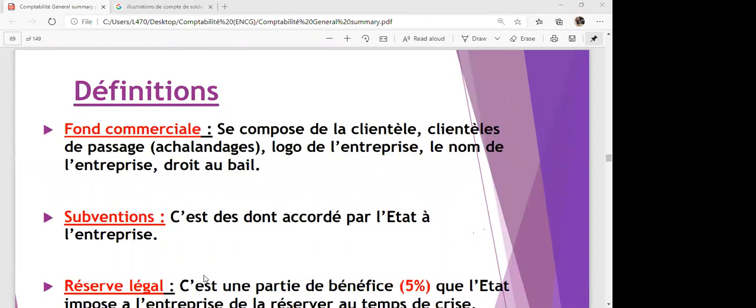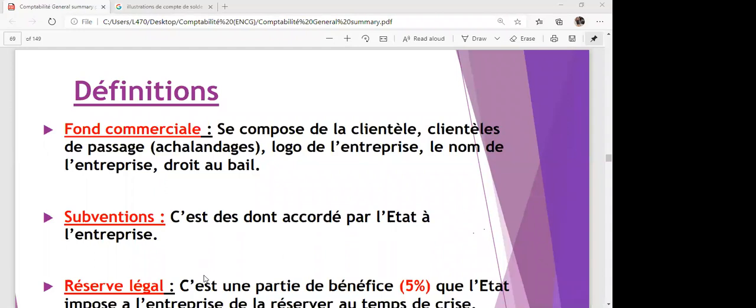Okay, here are some definitions that will help you increase your vocabulary. Starting with the first one, which is fonds commercial. I'm just going to explain it in English. So fonds commercial is composed of just the clientele.